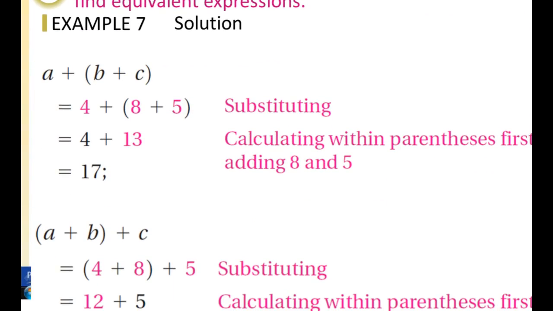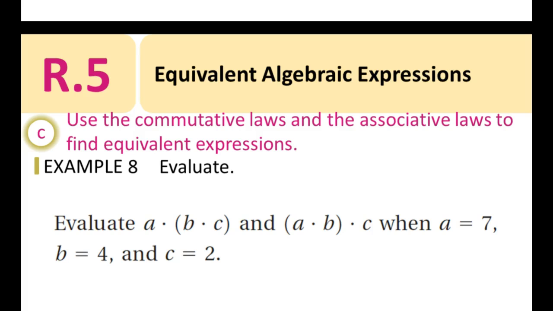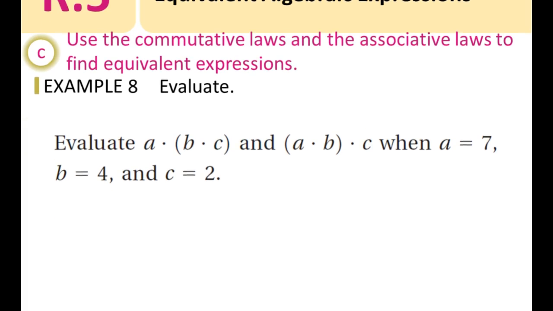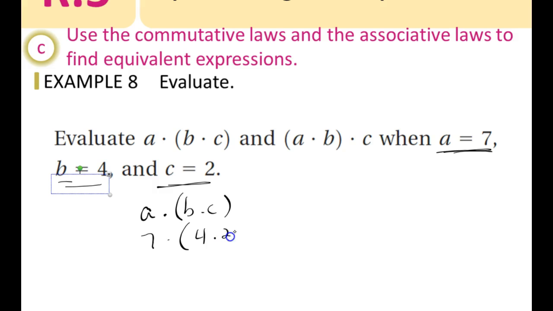It doesn't matter if you associate the 8 and the 5 first to get the 13 and then add it to the 4, or you can associate the 4 and the 8, add it to the 5. Either way, we still get 17 for our final answer. So the associative property is telling you you can group these in different orders and still end up with the same answer. Let's try an example. A is 7, B is 4, and C is 2. So let's plug these in. Instead of A times B plus C, we would have 7 times 4 times 2, which is 7 times 8.